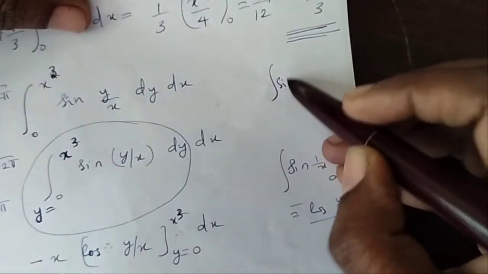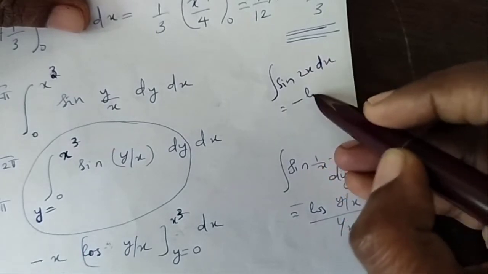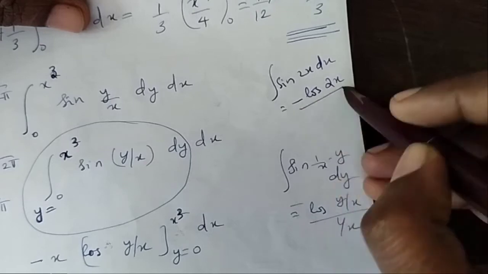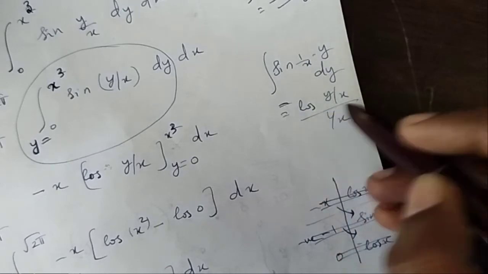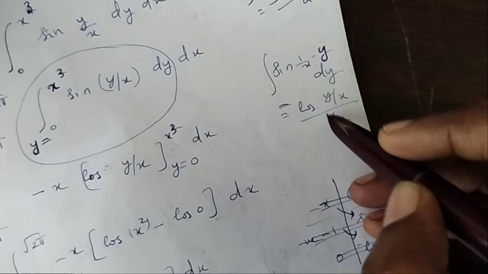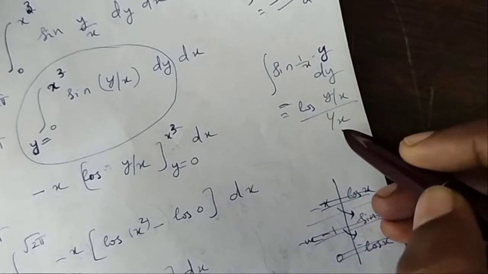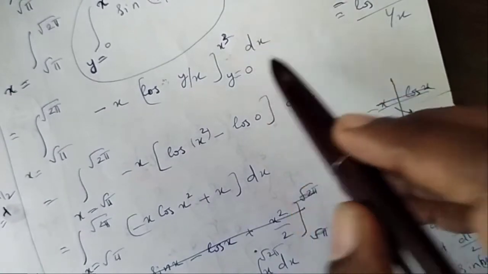That is like the integral of sine 2x. What is the integral of sine 2x? The integral of sine is minus cos. Minus cos 2x divided by the constant 2. So similarly here, minus cos y by x divided by, which is the constant with respect to y. So 1 by x is a constant. So we are dividing by 1 by x, or multiplying with x. So minus x cos of y by x, y from 0 to x cube.